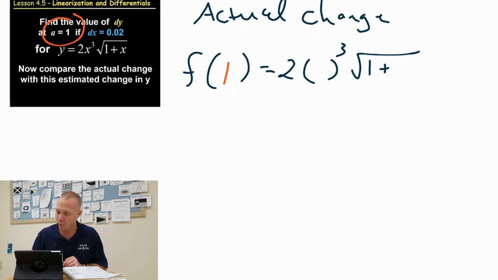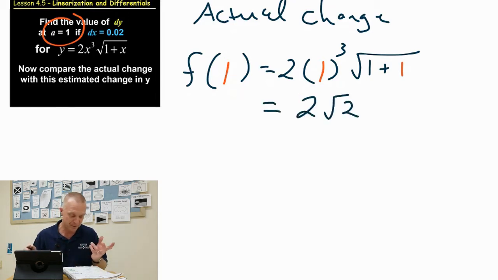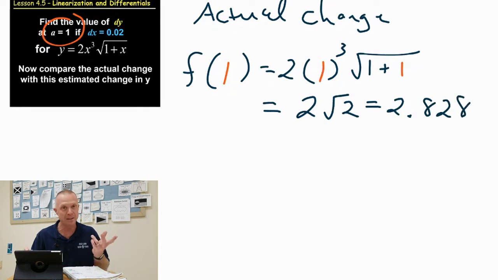If I could just plug in 1, I'll end up with, it looks like 2 times 1 to the 3rd power times the square root of 1 plus 1. I think that's going to come out to be 2 root 2. If you'd like, you can turn that into a decimal. We actually will work with decimals often in this lesson, so it's fine to change that to 2.828.